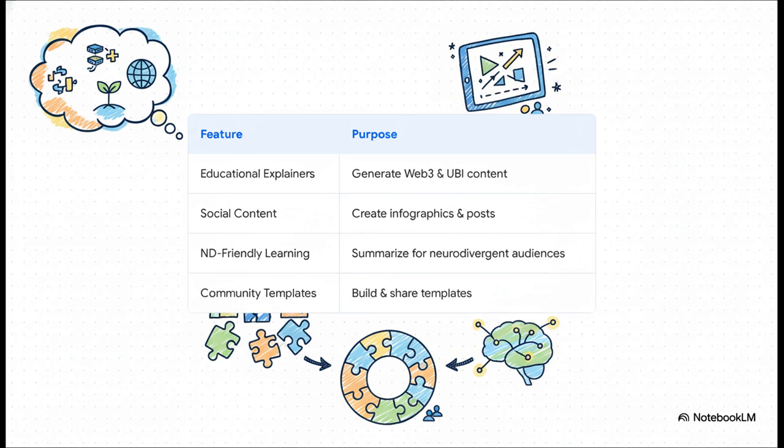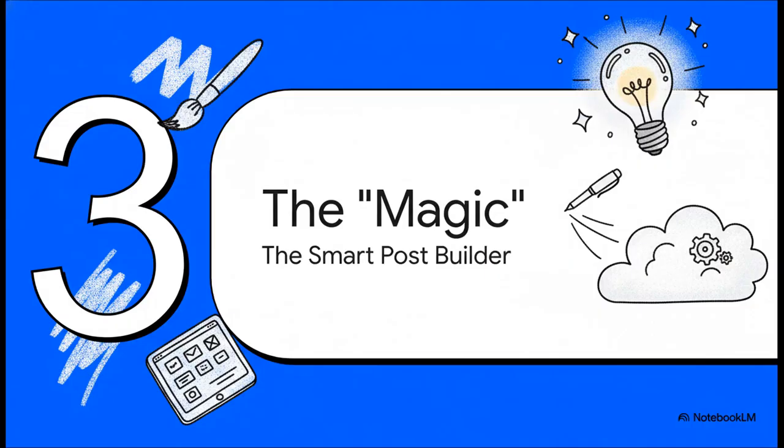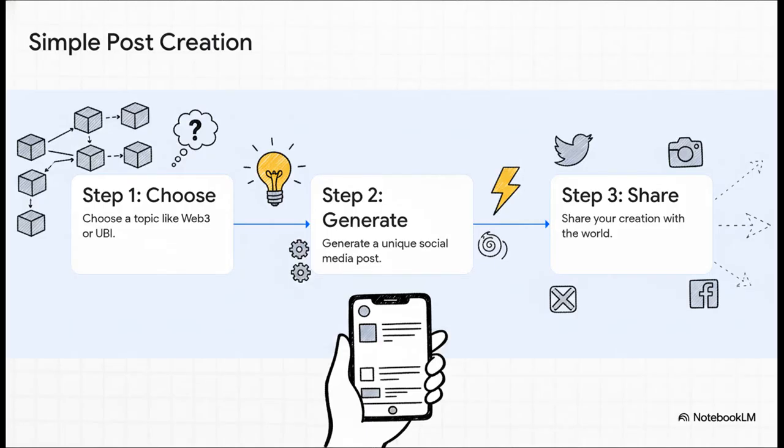And finally, with community templates, you're not just creating in a silo. You're building and sharing a library of resources with ambassadors all over the world. But listen, out of all these incredible features, there is one that is a total game changer. It's called the Smart Post Builder, and it is the secret weapon for fighting off creative burnout for good. And the best part? It couldn't be any easier to use. It's literally a three-step process. You choose your topic, you hit generate, and then you share it. That's it. All the friction of trying to come up with fresh, engaging content every single day is just gone.